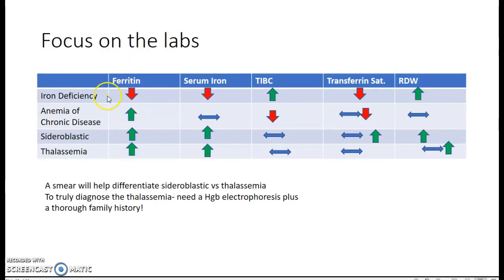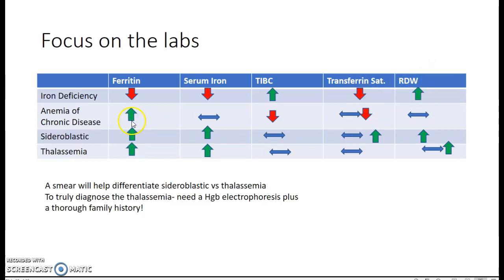Iron deficiency: decreased stored iron, decreased serum iron. TIBC goes up because the body is trying to deliver more iron to the tissues, so the binding capacity increases. But because you have such a low iron, remember transferrin saturation is iron over TIBC, that saturation is very low, and you have increased RDW as well.